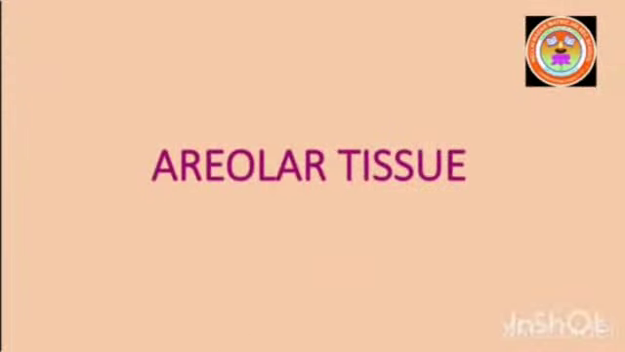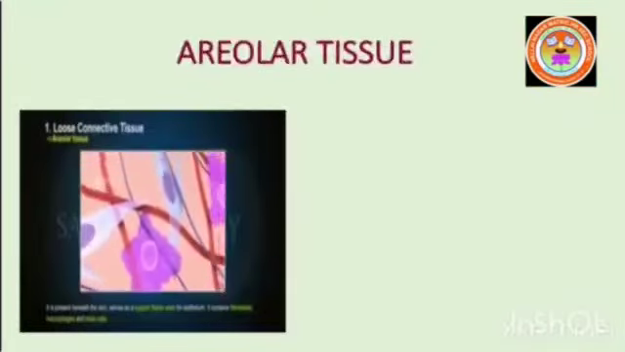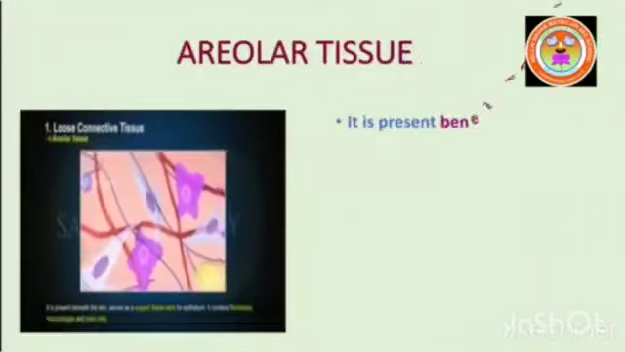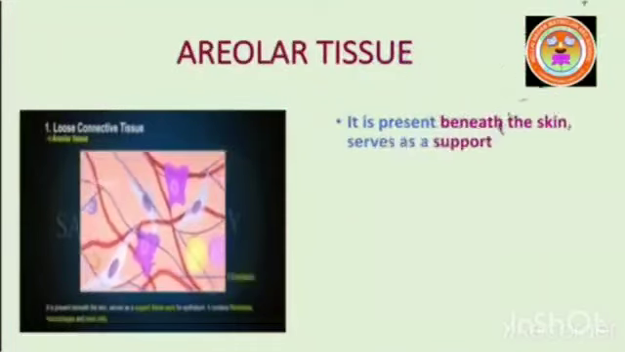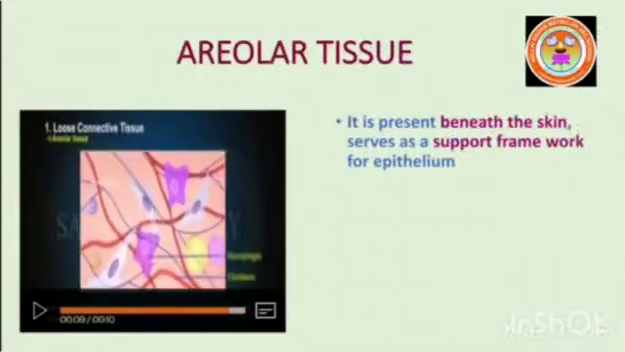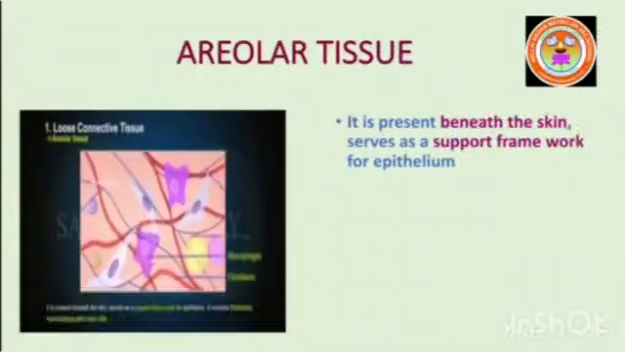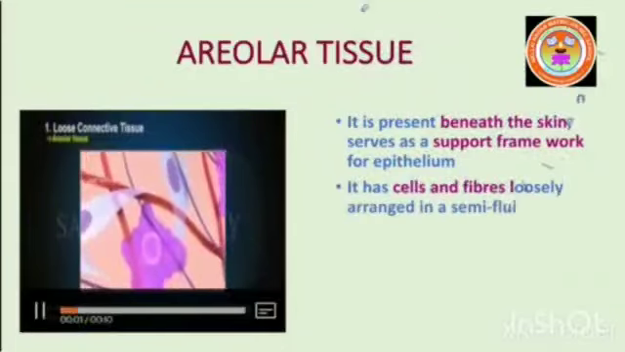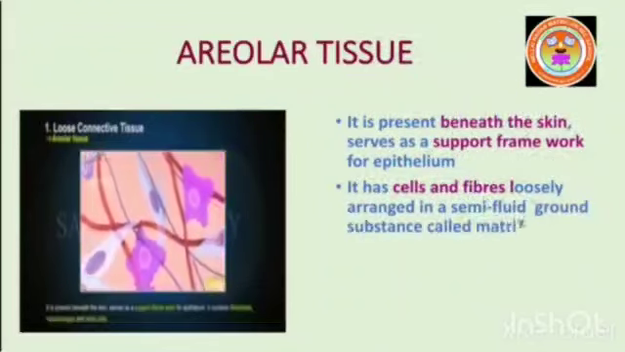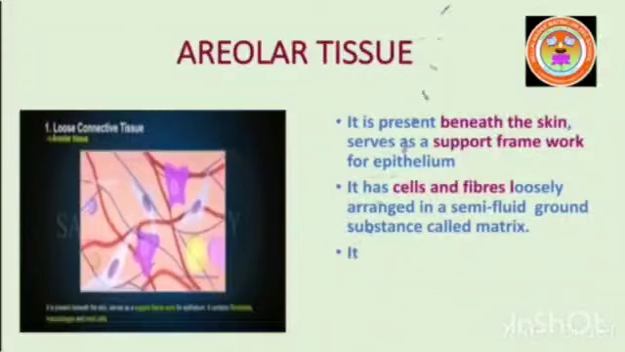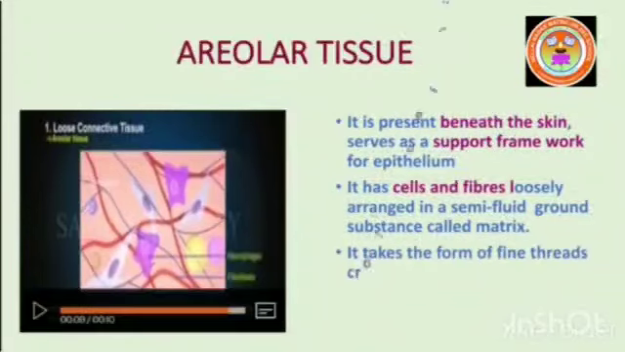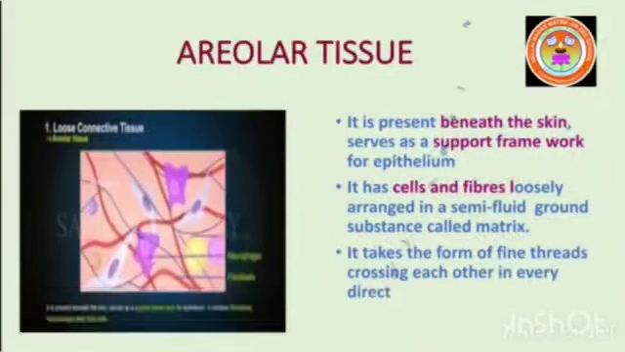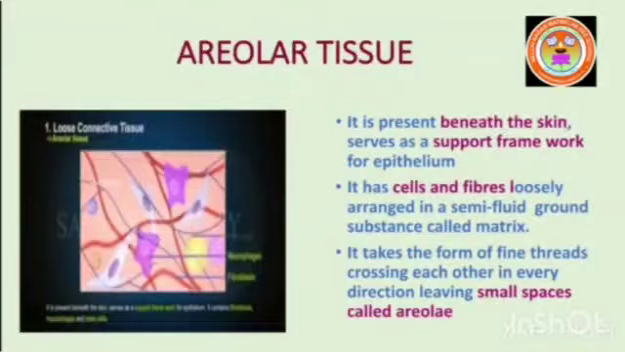Now let us see areolar tissue. It is present beneath the skin, serves as a support framework for epithelium. It has cells and fibers loosely arranged in a semi-fluid ground substance called matrix. It takes the form of fine threads crossing each other in every direction, leaving small spaces called areolae.